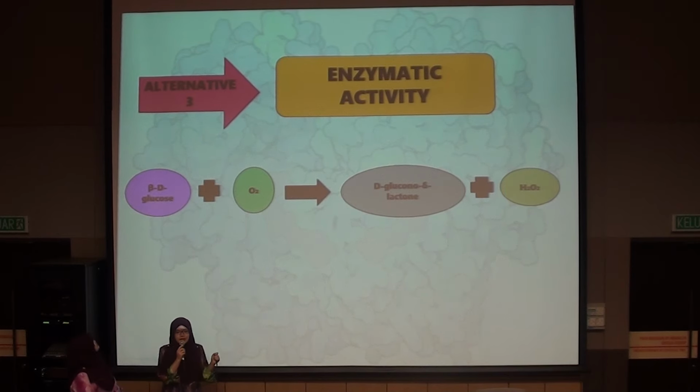Next, we can also use enzymatic activity. We know that this enzyme is used to oxidize beta-D-glucose. So if we apply the substrate beta-D-glucose and get D-glucono-delta-lactone and hydrogen peroxide at the end of the reaction, it means that it is our targeted protein.